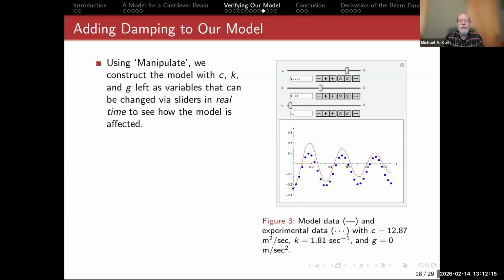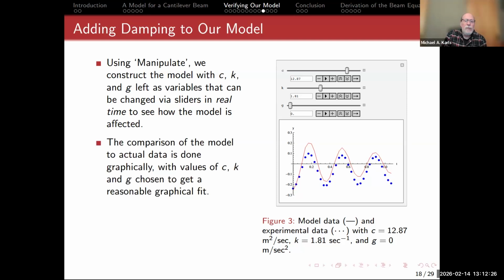So you can move those sliders for C, K, and G, and you can watch how that impacts the red curve and see if the red curve is matching up with the blue dots, which is the data. And the comparison of the model to the actual data is done graphically, with values of C, K, and G chosen to get a reasonable graphical fit.